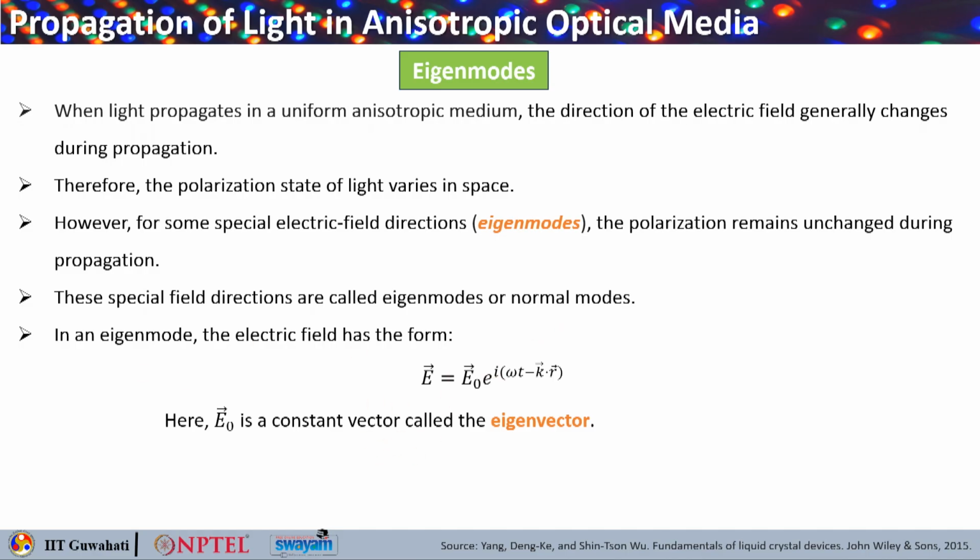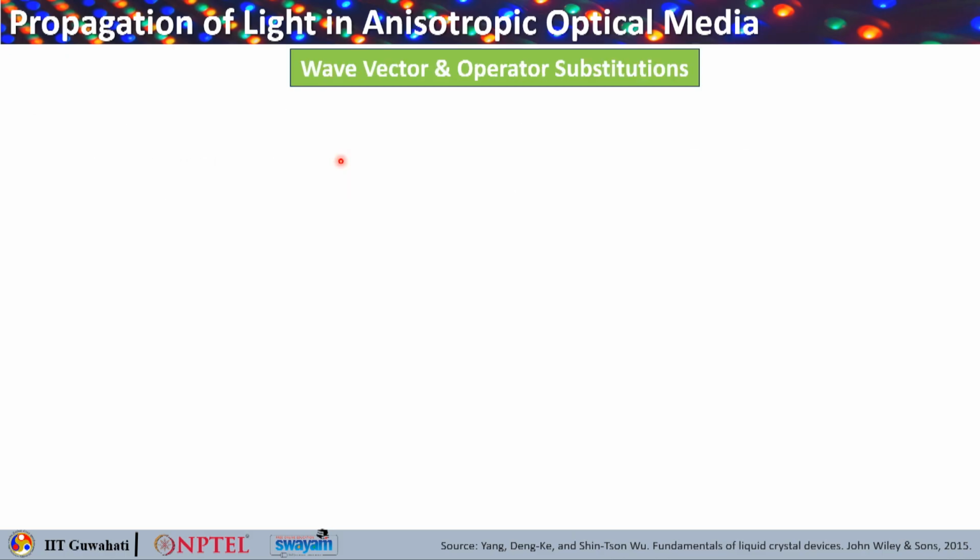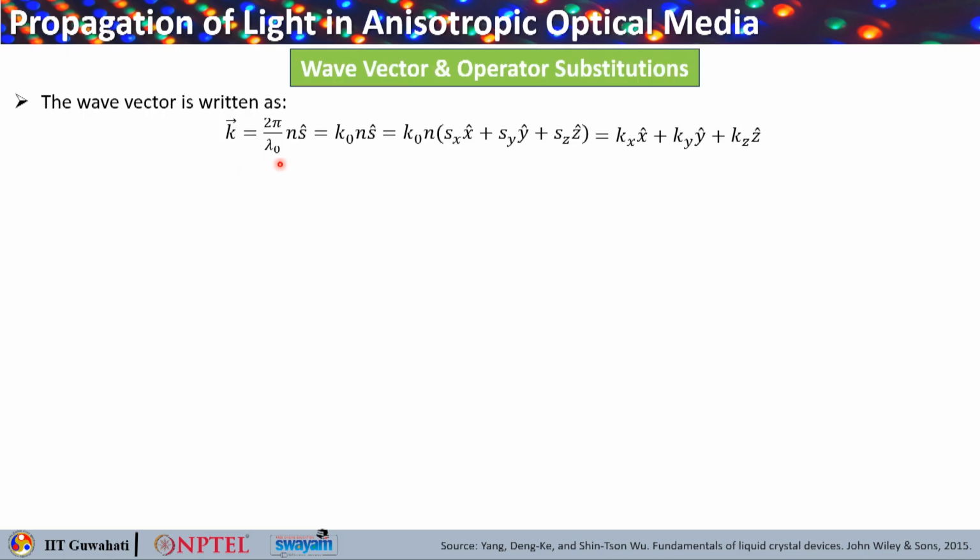So how do you represent this? In an eigenmode, the electric field can be written in this particular form, which you have seen earlier. The only difference here is that this is E naught, which is a constant vector called the eigenvector, okay. The corresponding refractive index seen by this wave will be called the eigenvalue, okay. So if you know the refractive index, you can always write the wave vector in this particular form, that is k equals 2 pi by lambda n into s cap, okay. So this whole thing can be written as k naught into n s cap.